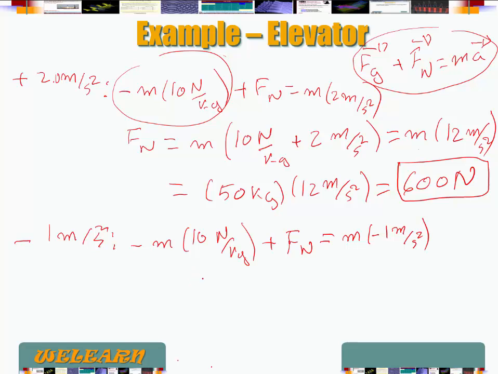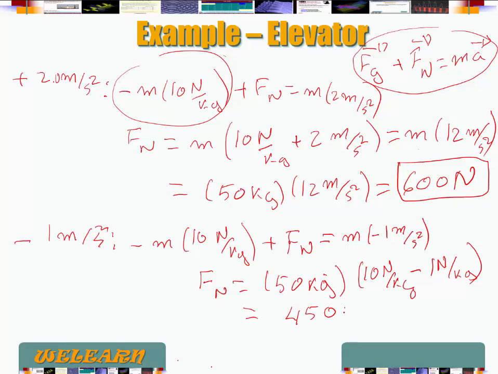So in this case, that gives me Fn is equal to 50 kilograms times 10 newtons per kilogram minus 1 newton per kilogram, which is 9. So that gives us 450 newtons.